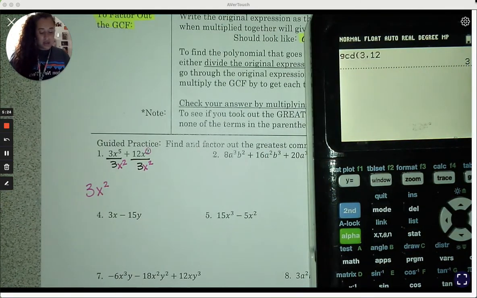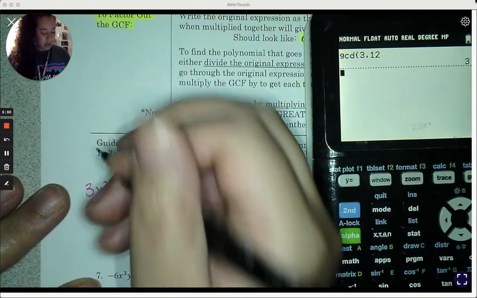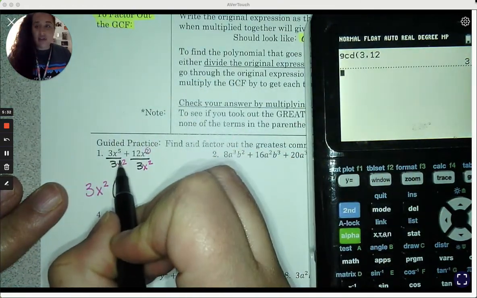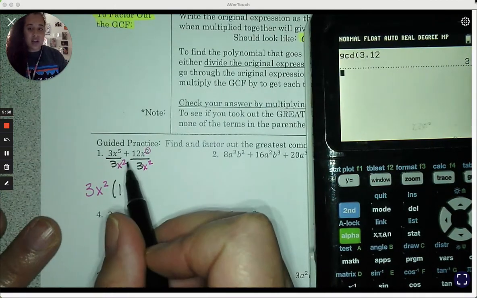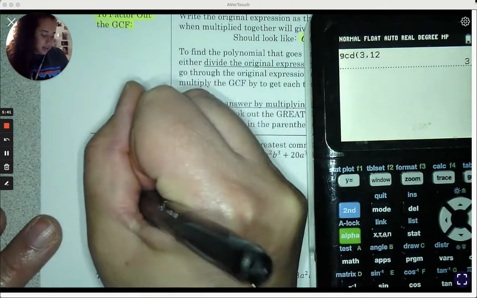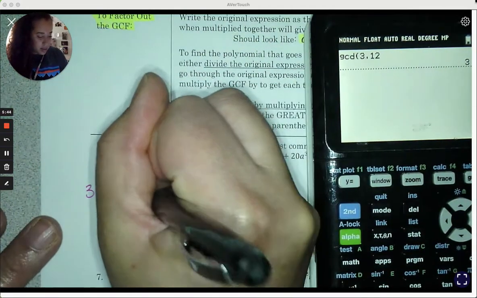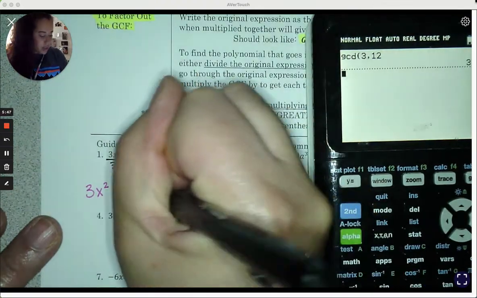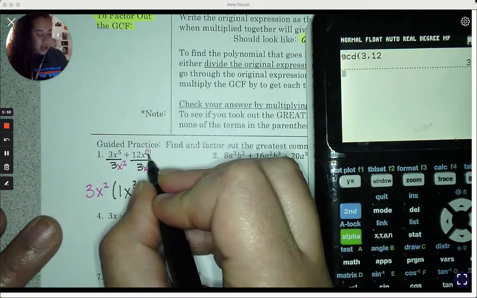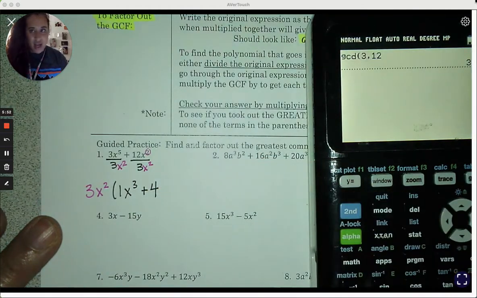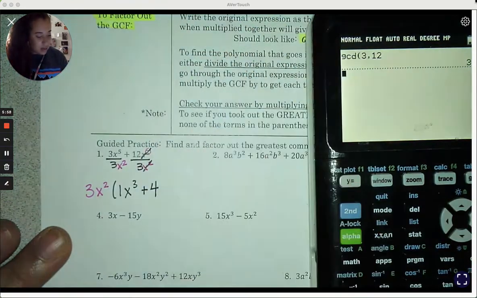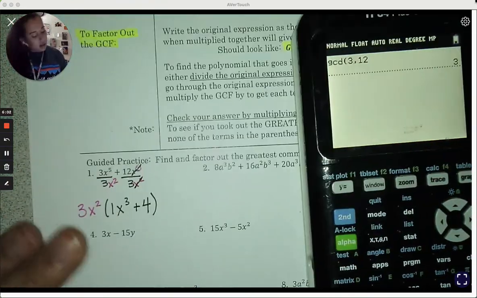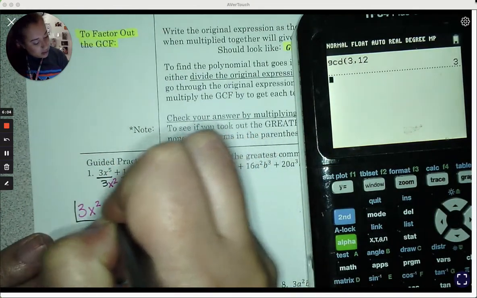Okay, so looking at our first term, we know that 3 divided by 3 is 1. x to the 5th divided by x squared, because we're dividing, we have to subtract exponents. So 5 minus 2 gives me x cubed. Plus 12 divided by 3 is 4. And then x squared minus 2 is 0, so the x's cancel out. And so that's what I'm left with. And that's my final answer.